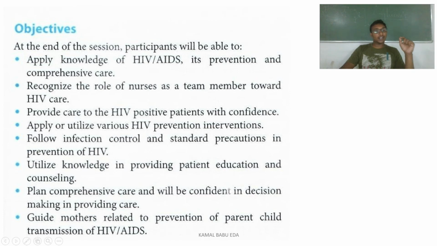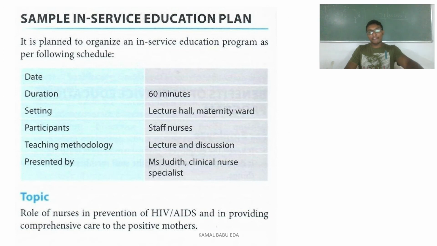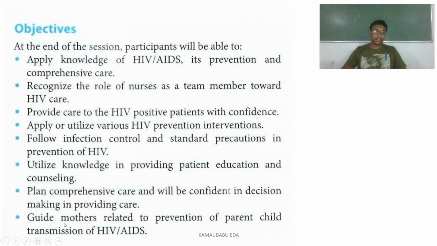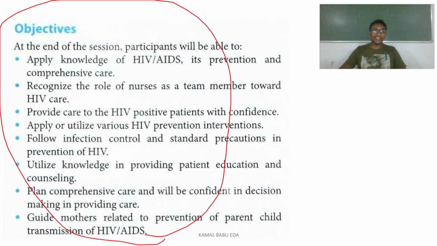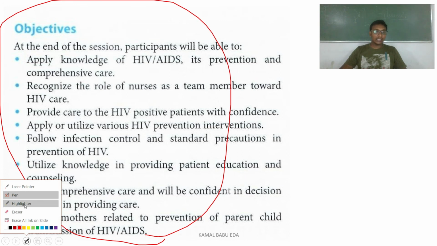Follow infection control standard precautions for the prevention of HIV. Utilize knowledge in providing patient education and counseling, plan comprehensive care, and be confident in decision making and providing care to the particular patient, and guide the mothers related to prevention of parent-to-child transmission of HIV/AIDS. So these are all our objectives. Our topic is the role of nurses in the prevention of HIV/AIDS and providing comprehensive care. As you can see here, these are all the objectives.